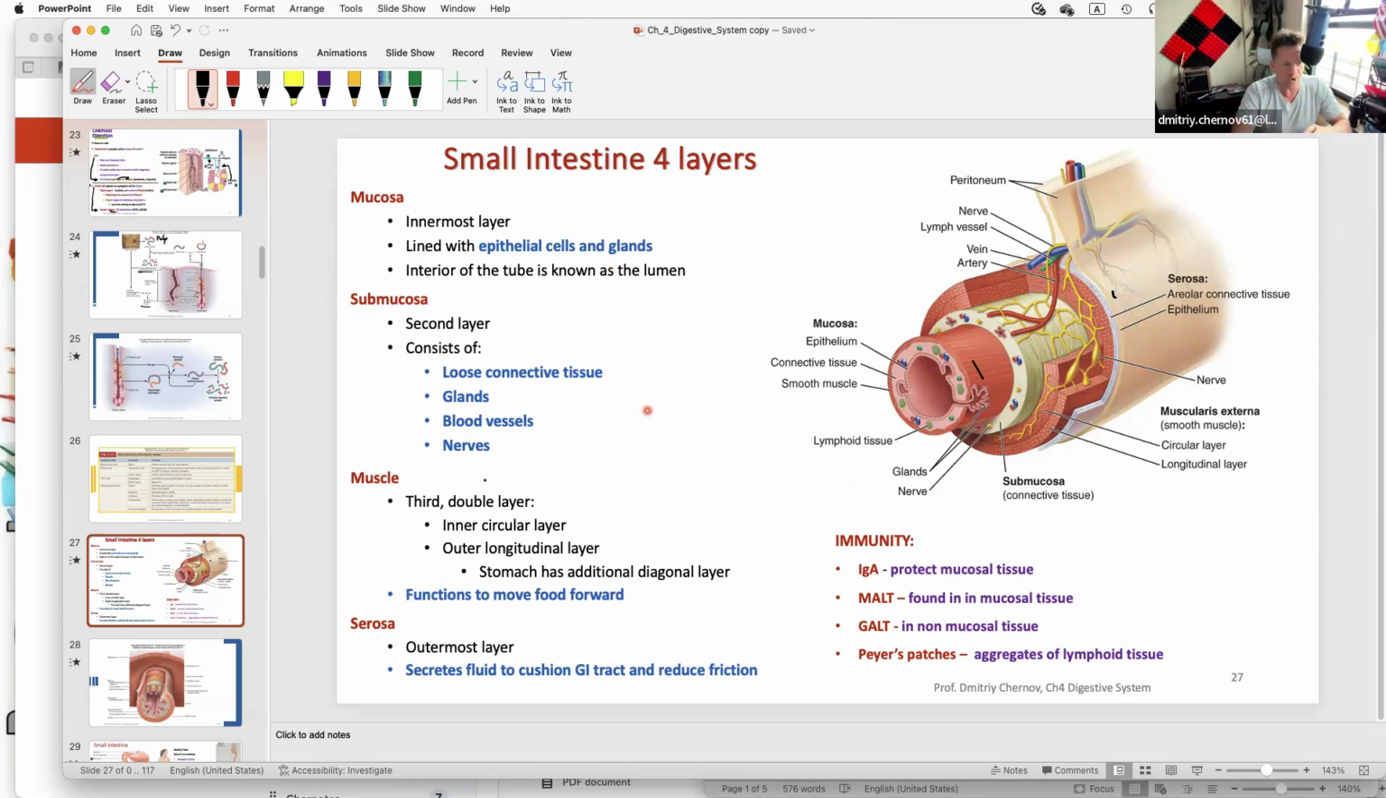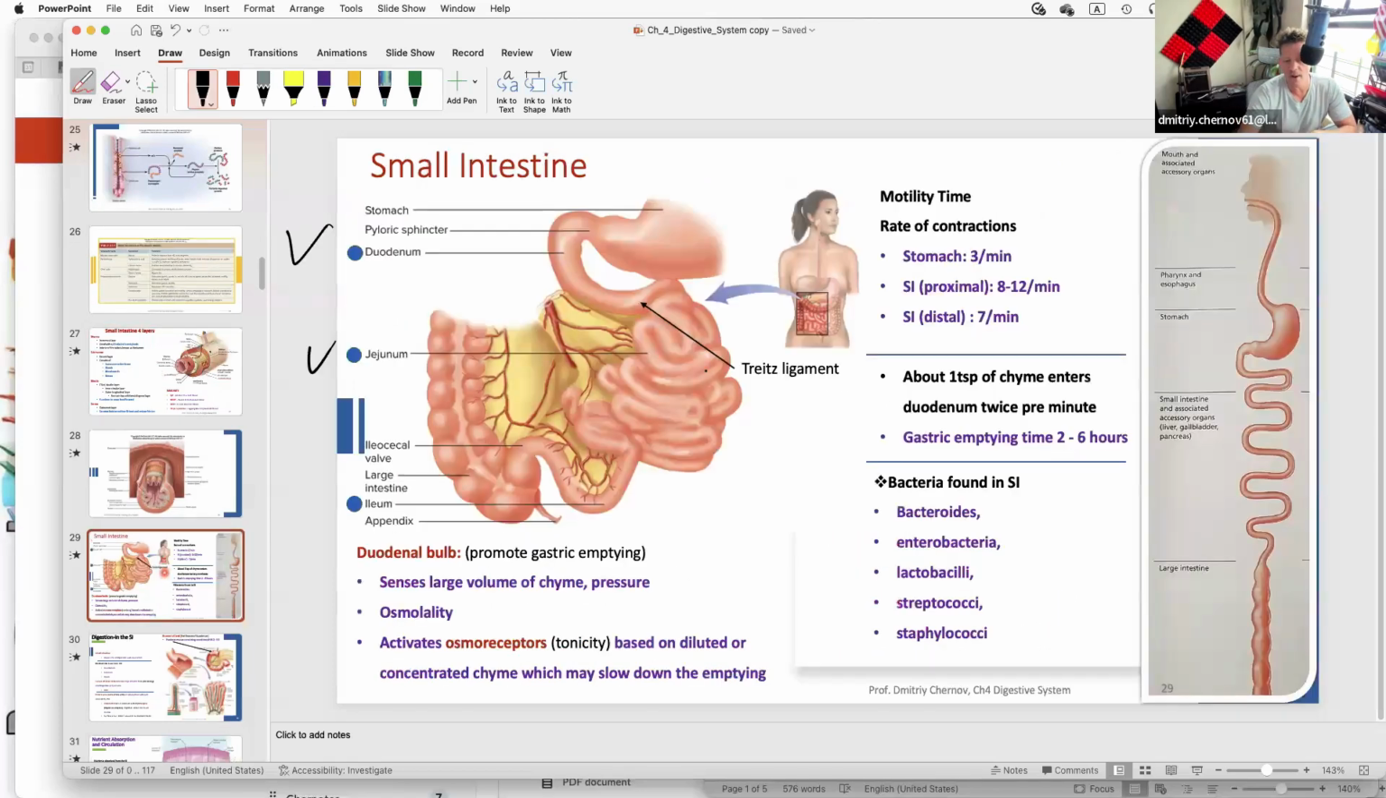Because the small intestine is coiled, right? Look at that, like this. So one side of the small intestine would not be stuck to another side. That serous fluid, when it's released, helps with movement.